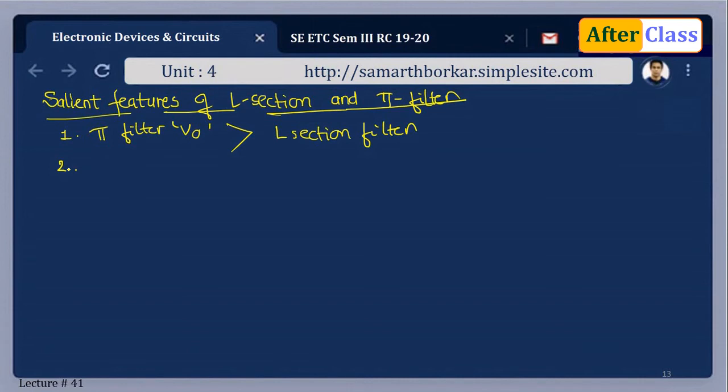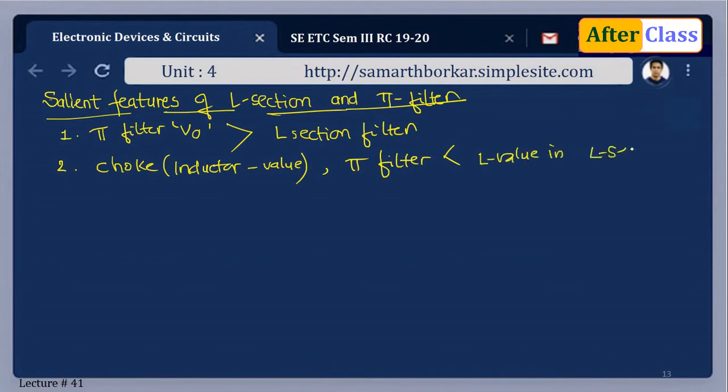So as far as the choice of inductor is concerned, the value of the inductor or the choke which is required in a PI filter is smaller in comparison to an L filter. So the choke, that is the inductor value, in case of a PI filter is less as compared to the L value in an L section filter.